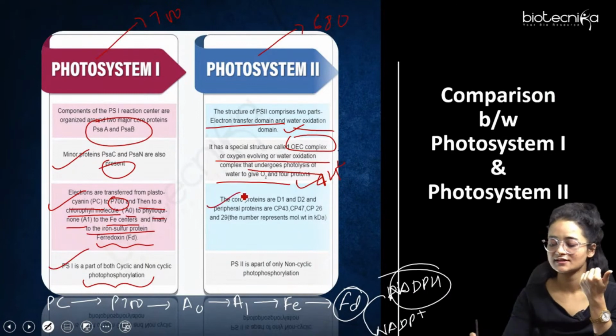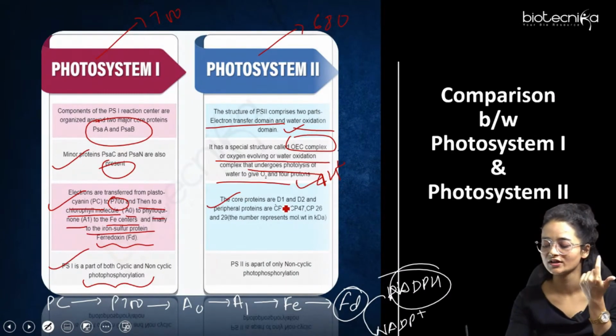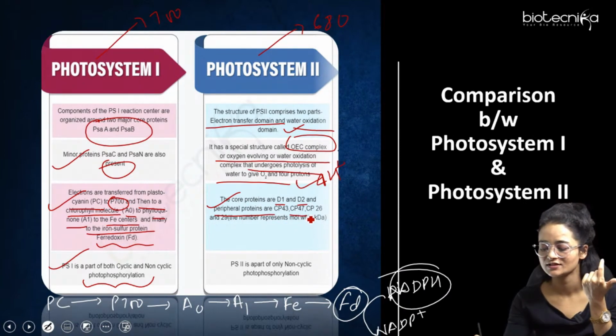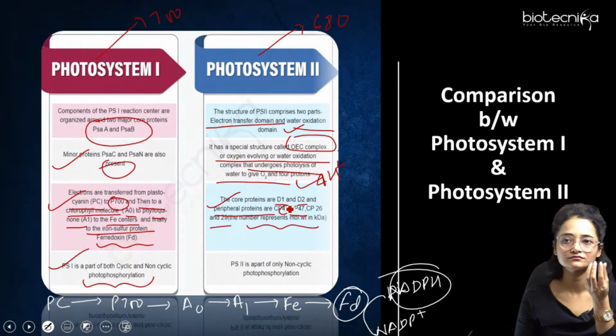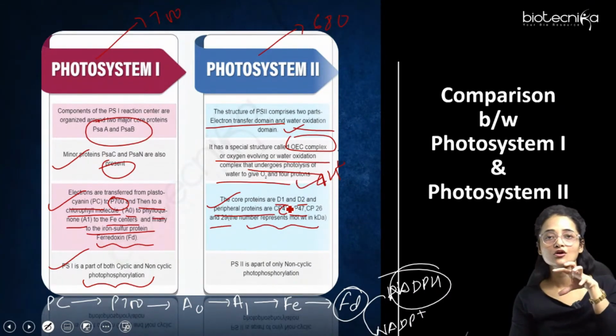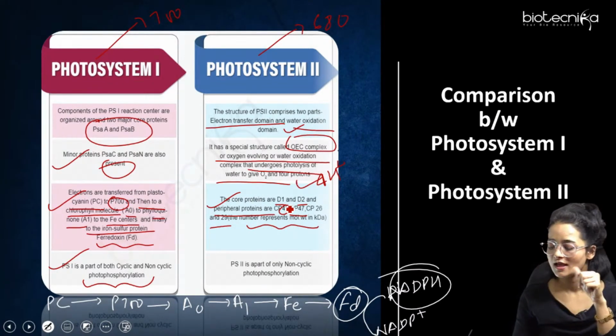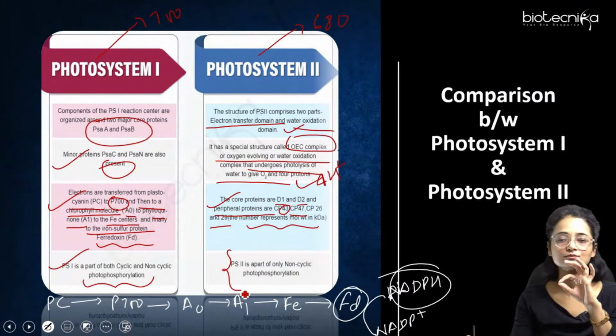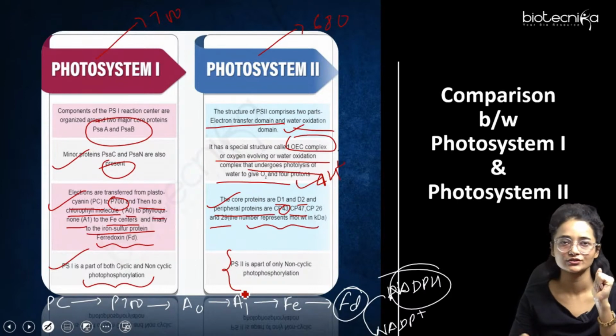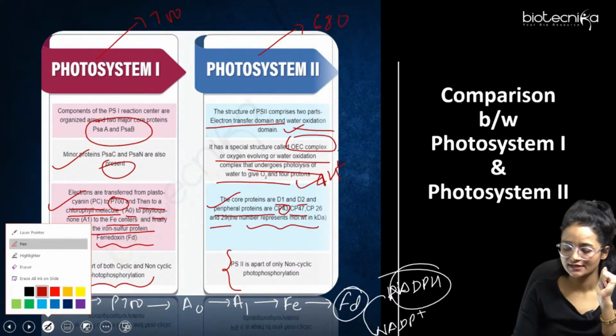For photosystem 2, the core proteins are D1, D2, and the peripheral proteins are CP43, CP47, CP26, and CP29. The number basically represents the molecular weight in Daltons of the protein involved here. So the core proteins or components of photosystem 1 are given here, and photosystem 2 is given here, right? And it says that photosystem 2 is a part of only non-cyclic photophosphorylation, right? Photosystem 2 is not present in cyclic photophosphorylation. This much is clear, right?